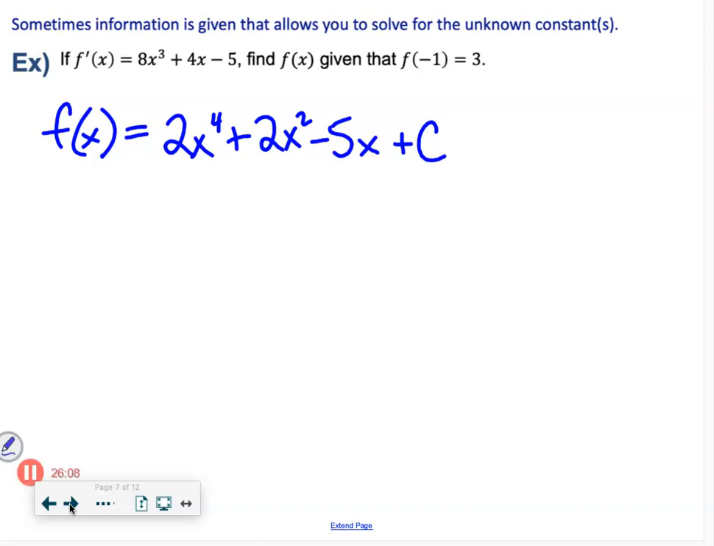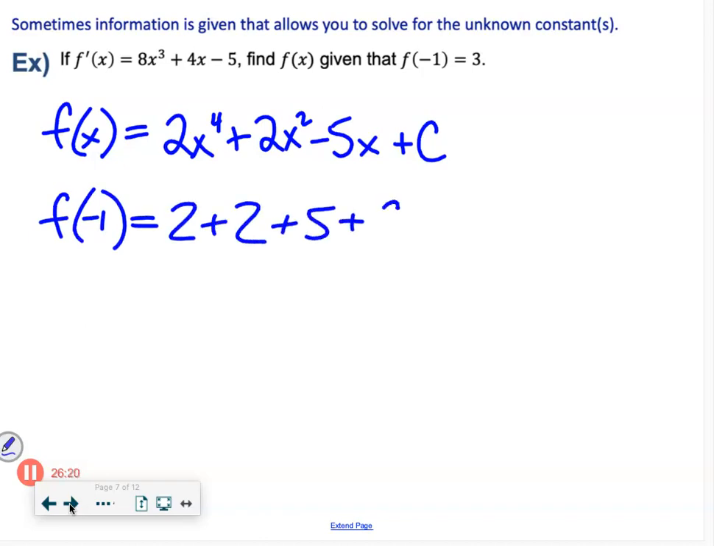All right, what did you guys find for C? -6? Everybody? Yes? All right, let's see. F of -1 equals 2 plus 2 plus 5 plus C. And this has to equal 3. So you get 9 plus C equals 3. So C equals -6. This is not the answer to the question.